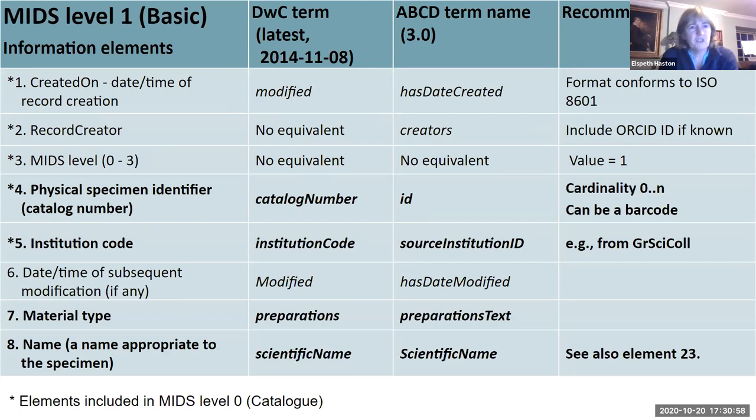The items in here which are asterisked are the elements that are included in the catalogue MIDS level zero. And the four most important elements of the MIDS one are highlighted in bold. And they're the ones that we're concentrating more of our attention on to start with. And I'll give you some more information about some of the work we've been doing on the data for these in later slides.